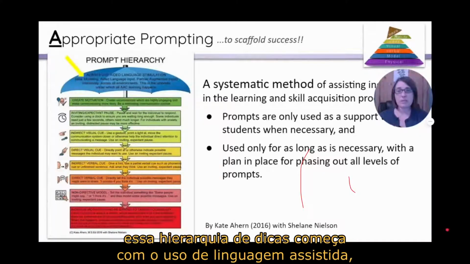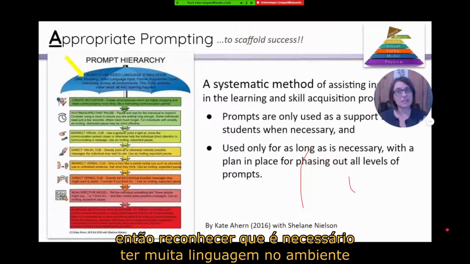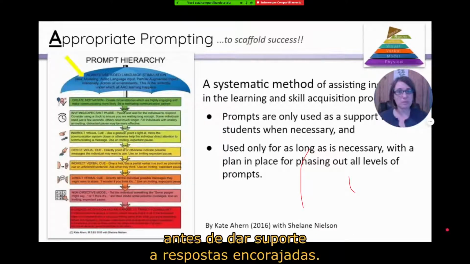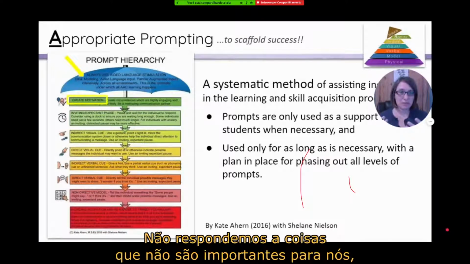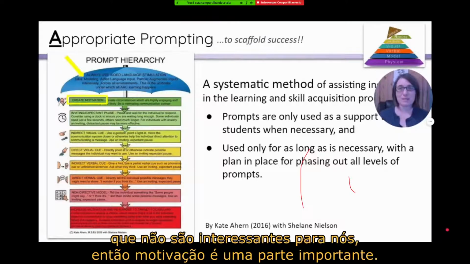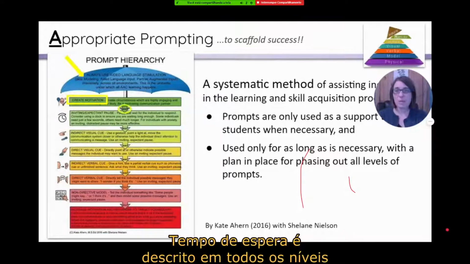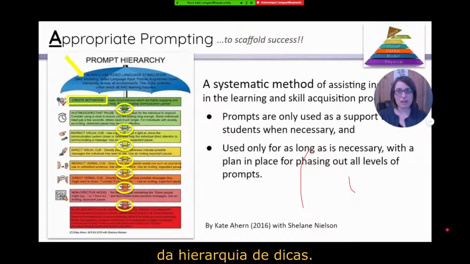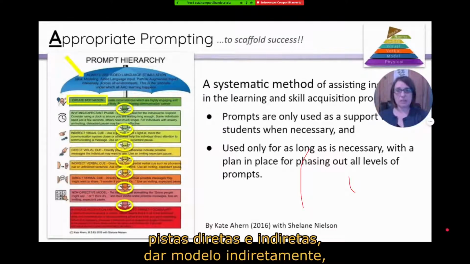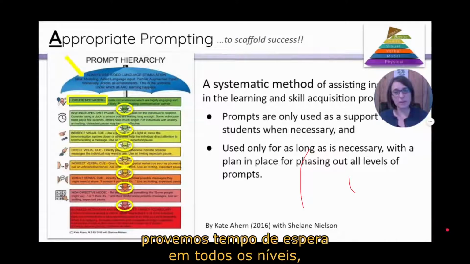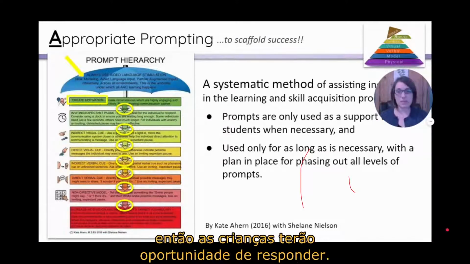This prompting hierarchy starts with the use of aided language. So recognizing that there has to be a lot of language in the environment before we can really support elicited responses. Also, motivation is key. We don't respond about things that aren't important to us, aren't interesting to us, so motivation is an important part. And then wait time is described at every level of the prompting hierarchy. So as we move from expectant pauses to indirect and direct cues, and some indirect models, some suggestions, we provide wait time at every level so that kids can have the opportunity to respond.